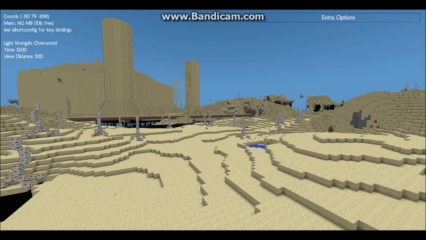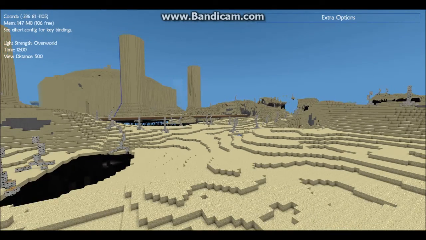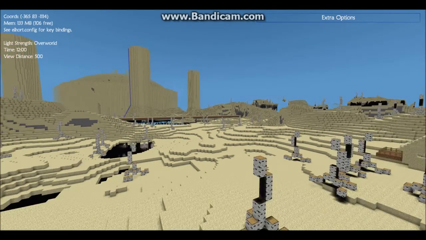But yeah, there it is, Las Noches, in its greatness, and it probably shouldn't be made of sandstone next time.